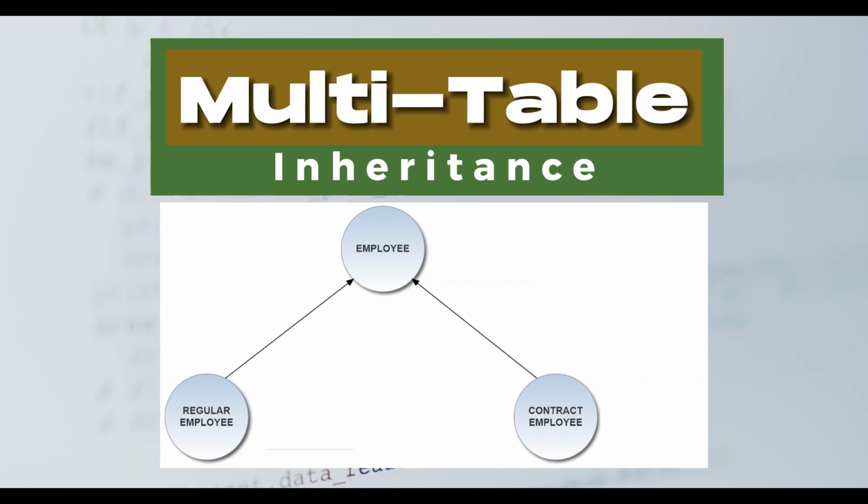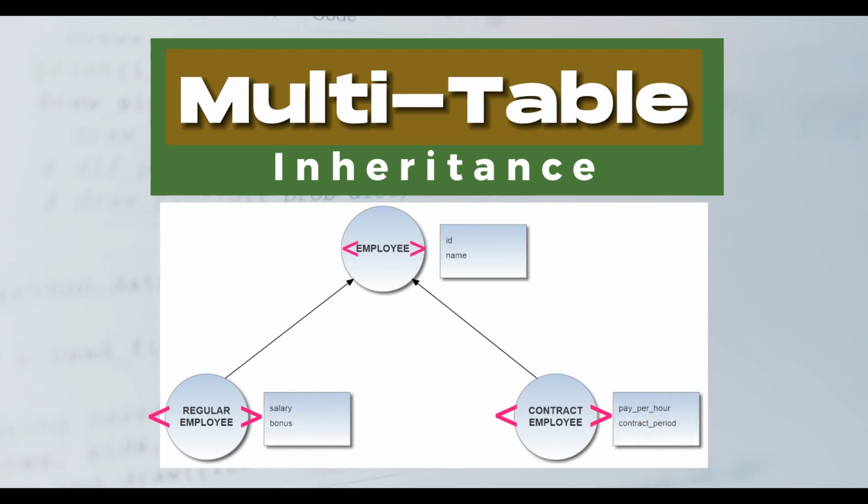We have different types of users, such as employee, regular employee, and contract employee. Each user type shares some common fields like name and email, but they also have specific fields unique to their role. In Django, we can represent this using multi-table inheritance.